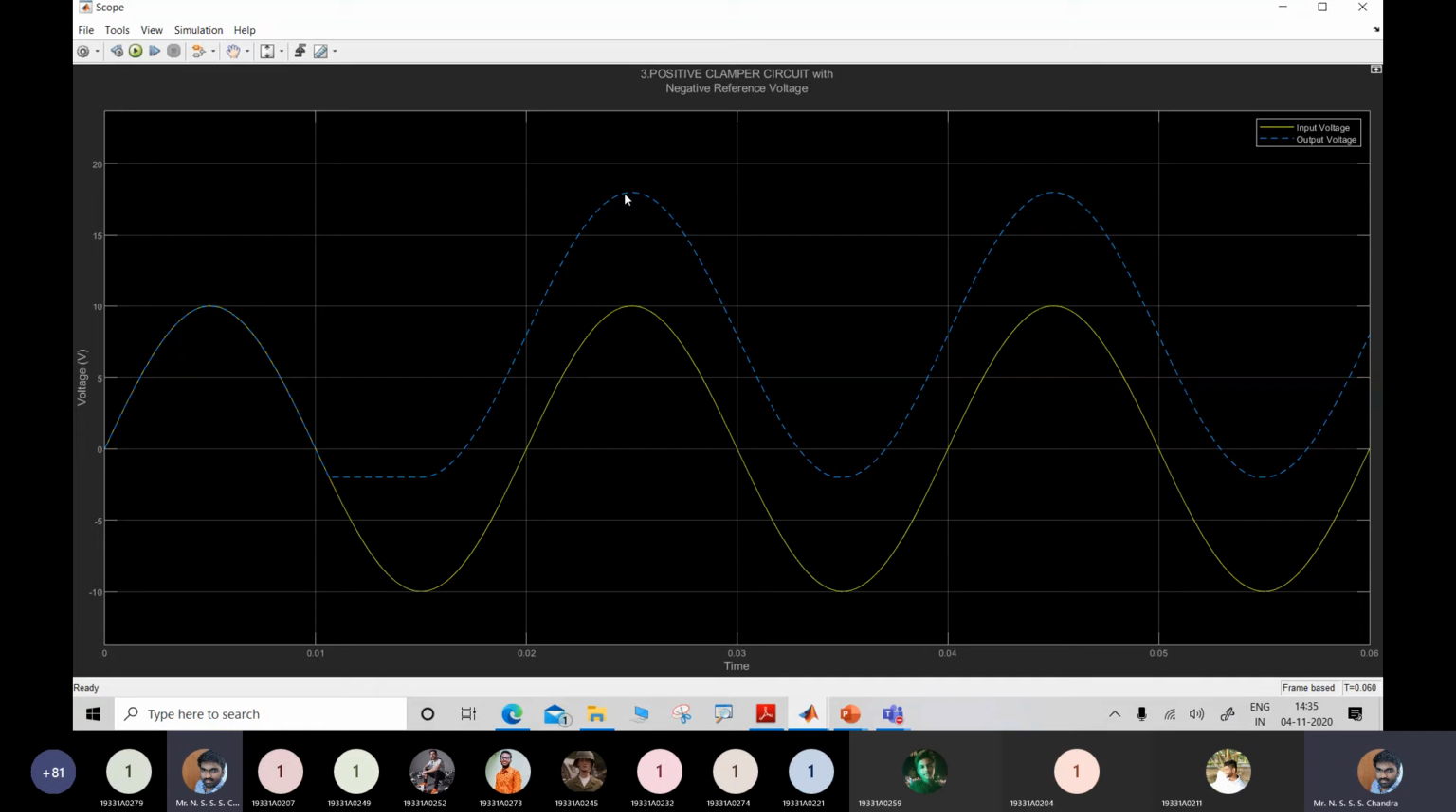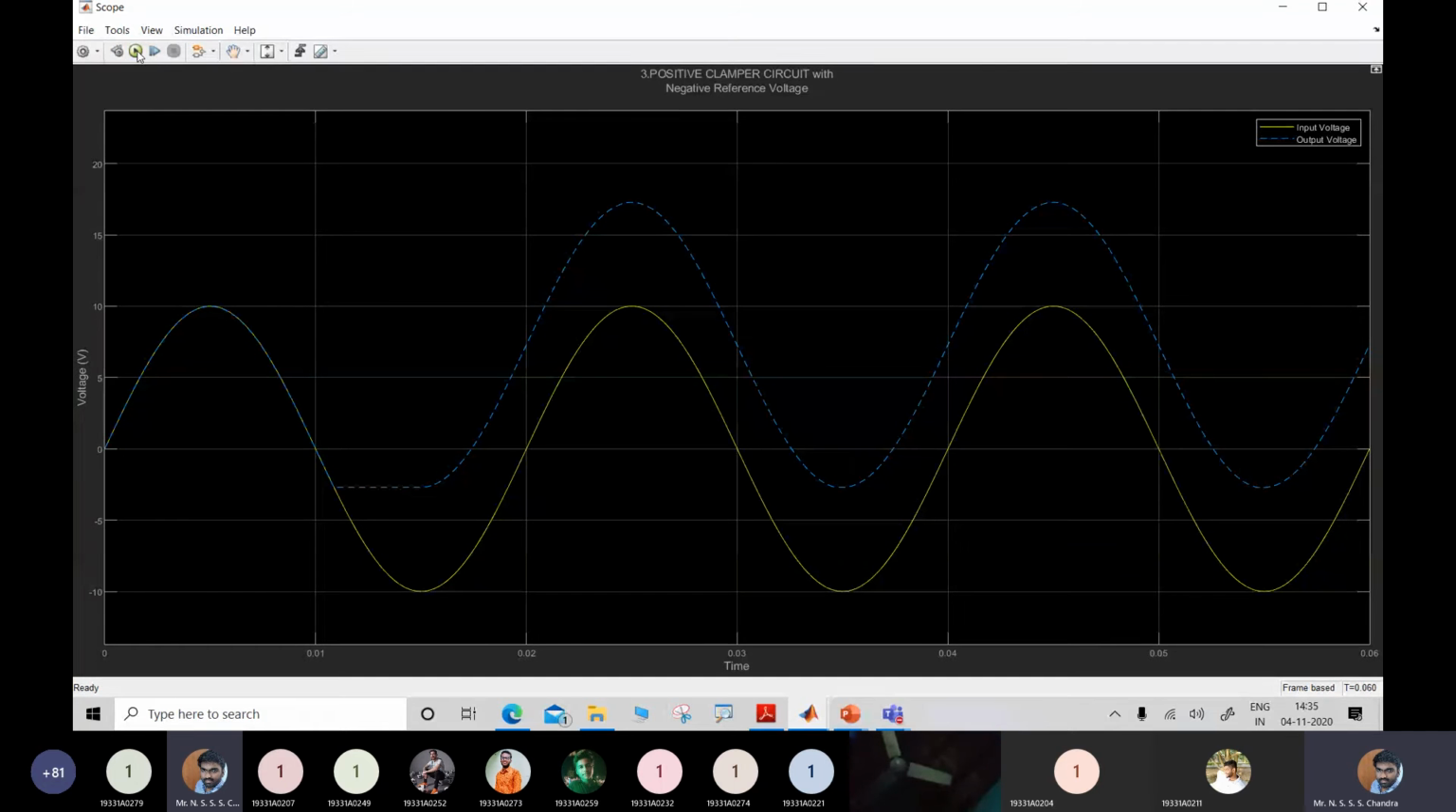You will now see that this peak is going to reduce slightly. Again, the negative peak will be reducing slightly. Now you can see that the voltage has been reduced slightly. Now this is not 18 volts, but only around 17.3 volts. Let us check that also.